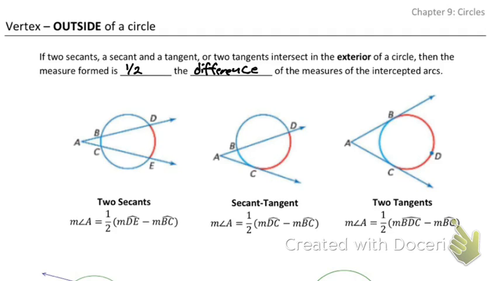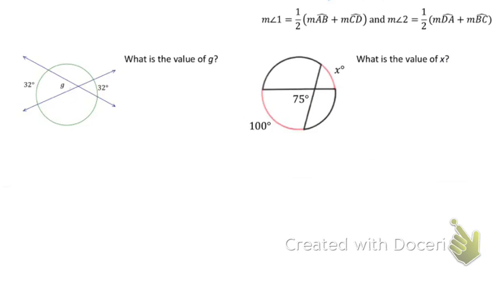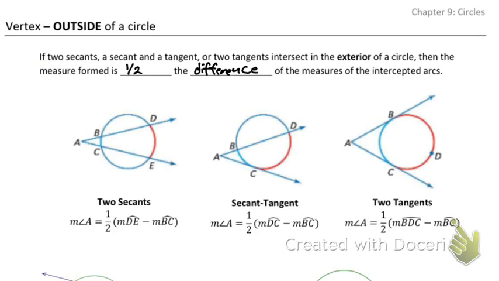Be careful on this one. The inside one isn't so bad because you can always see they're intersecting inside of a circle. These can be a little more complicated because, like I said, you can have two secants, that's this one, you can have a secant and a tangent, and you can have two tangents. When you are subtracting, you always subtract the smaller number from the bigger number. So if you're ever confused about which arc is which in this sequence, it's always going to be bigger minus smaller. Otherwise, you're going to have a negative angle, which isn't going to make sense.